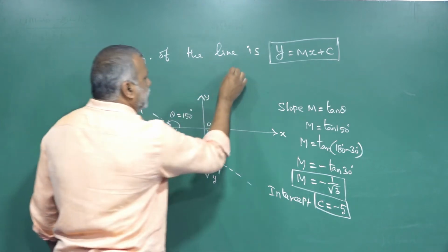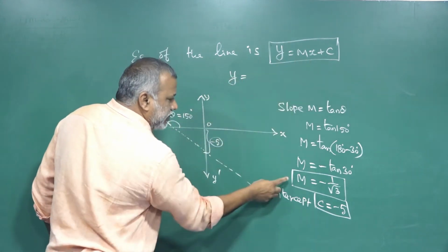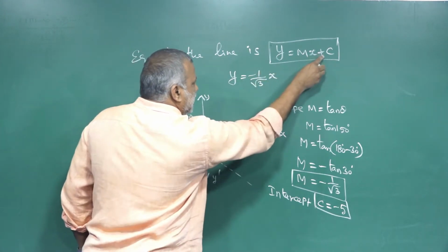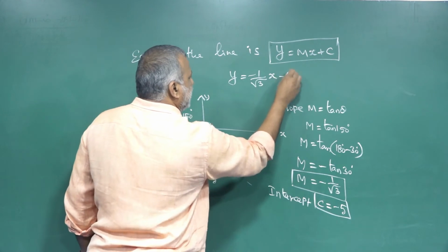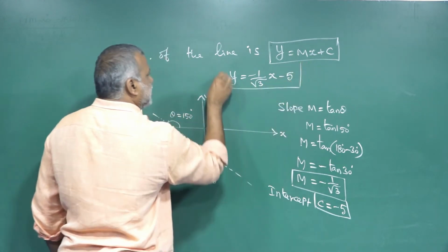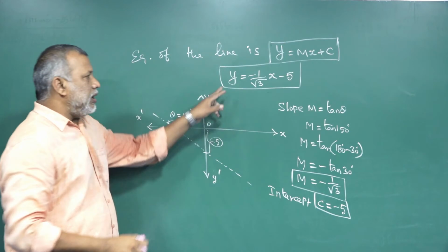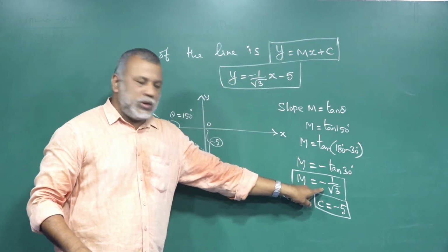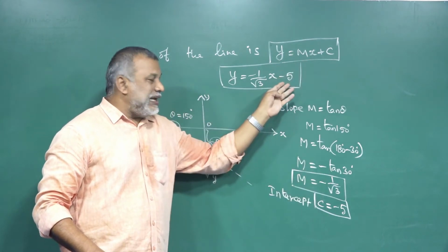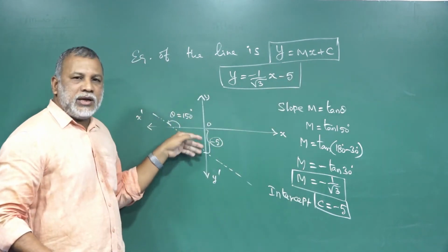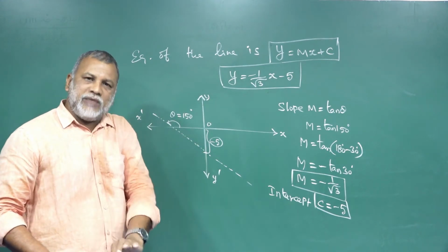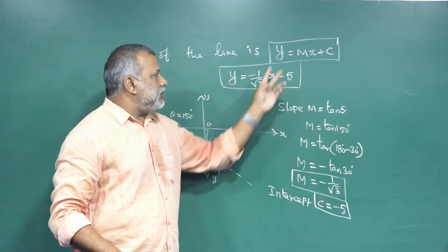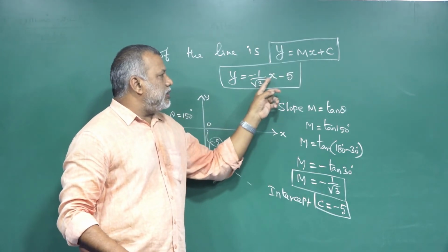So, now y equal to, instead of m, we worked out the slope, minus 1 by root 3 x. Instead of c, we are having the negative intercept, that is minus 5. So y equal to mx plus c, instead of this m we put the value minus 1 by root 3. So the intercept here is negative, because it is on the negative of y-axis. That is also given in your question itself. Therefore, we take minus 5. Just input: y equal to minus 1 by root 3 x minus 5.